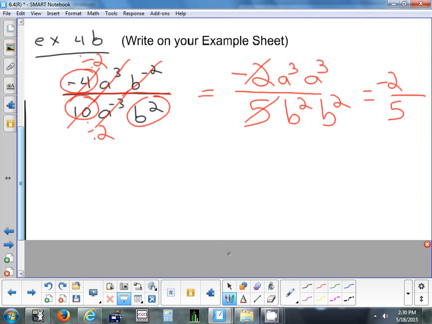What about my a's? What do my a's become, Shazi? a to the 6, right? Same base, just add the exponents. I'm going to get a to the 6. On the bottom, my b's, Katie? b to the 4th. That's it. There's no more I can do. These aren't the same. They're not both a's and not both b's. So I cannot subtract them.